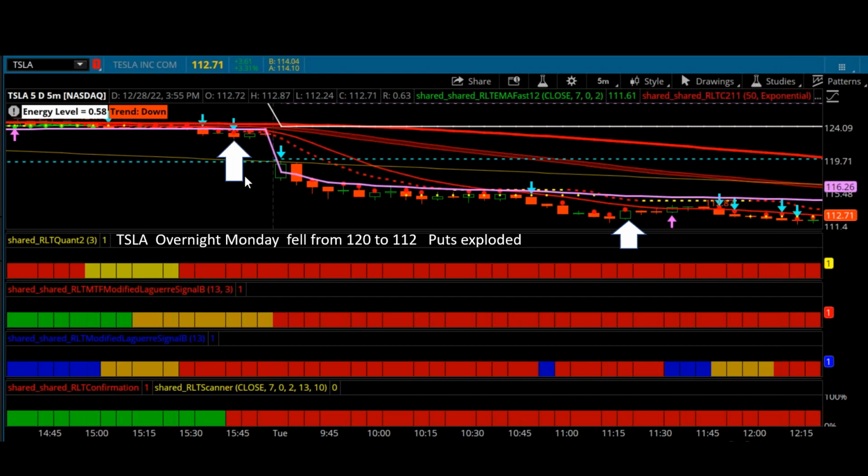This is the 5-minute chart, but you still notice everything was lined up red or yellow. So we took a bearish trade, and fortunately for us, it gapped down. It fell from 120 at the close to 112, and when we got out, it had dropped down to about 119. It closed down here at 112. We took profits. Those puts exploded. You can imagine how those puts exploded when a stock drops $8. I mean, like $6.50 profit per contract on those. That was a nice one. That was a very nice one.